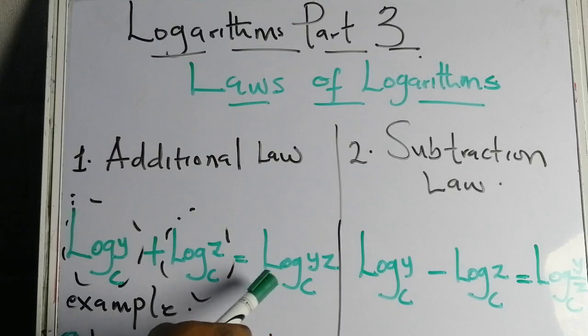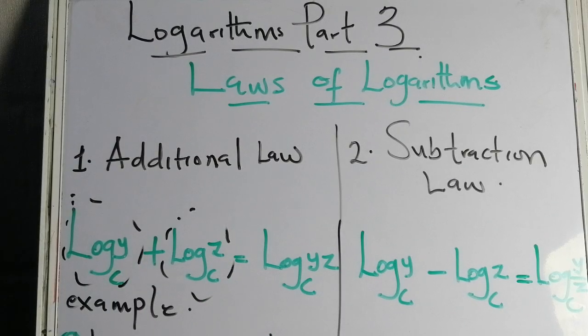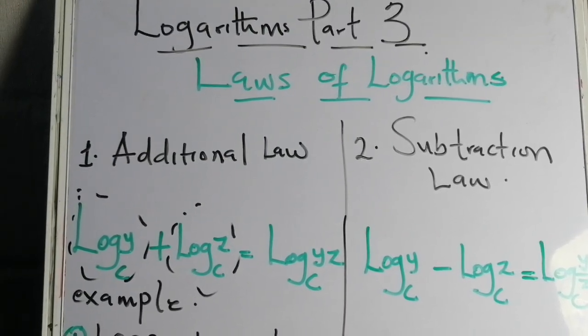So it means at the end of the day, you pick one base, which is log base c. What do you do to the values? You multiply the values, y and z. In order not to waste our time, let's just go to the example straight.